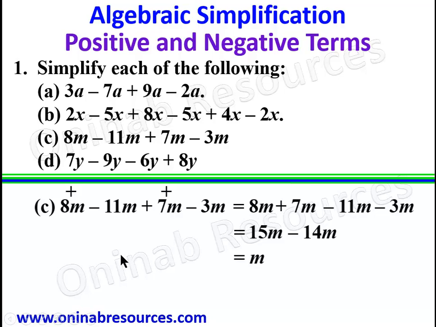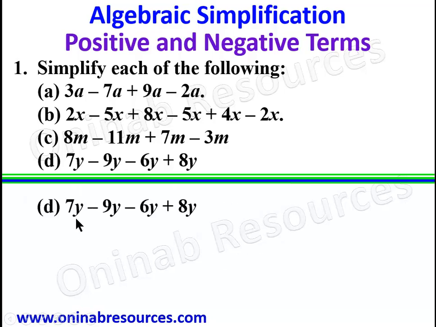So we go to part D of the problem. For D, this is the positive term, negative, this is the positive term here. So we group the positive terms together. We have it as 7y plus 8y, and negative 9y minus 6y. Again, we simplify the positive terms first.